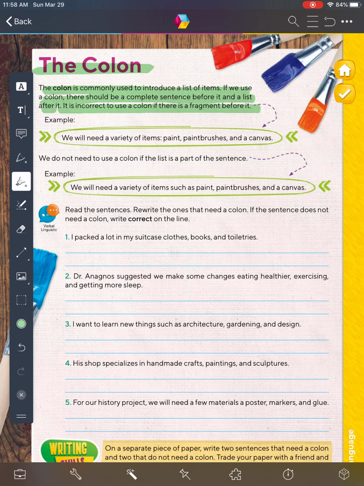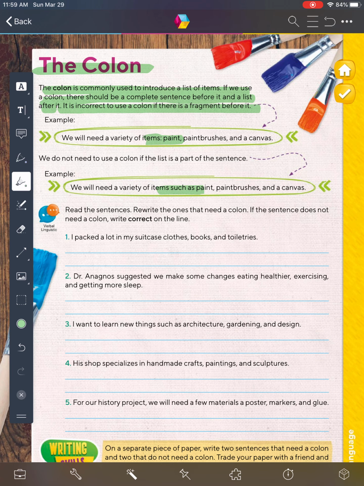Example: we will need a variety of items: paint, paintbrushes, and a canvas. We do not need to use a colon if the list is a part of the sentence. We will need a variety of items such as paint, paintbrushes, and a canvas. So if you notice, the difference is that here, on the first example, we don't have a word between the last word of the sentence that is introducing a list of things. So it's telling you that you will need a big number or a specific number of items, and then you have this symbol, the colon, and you start the list.